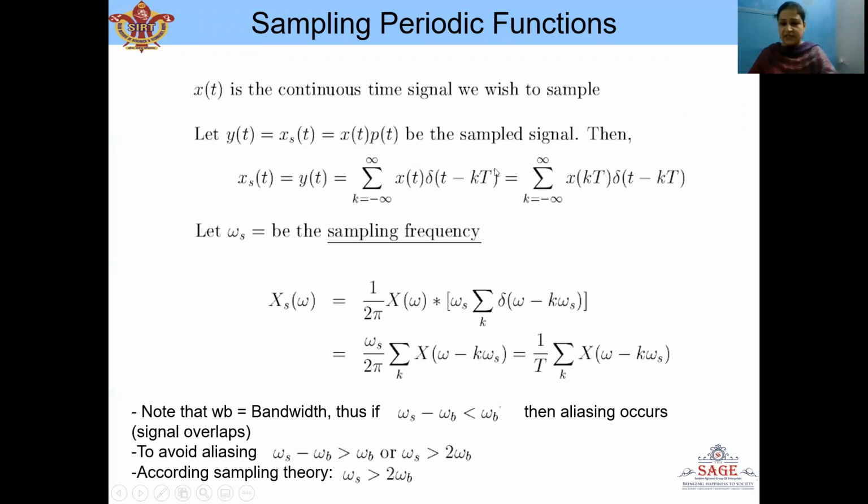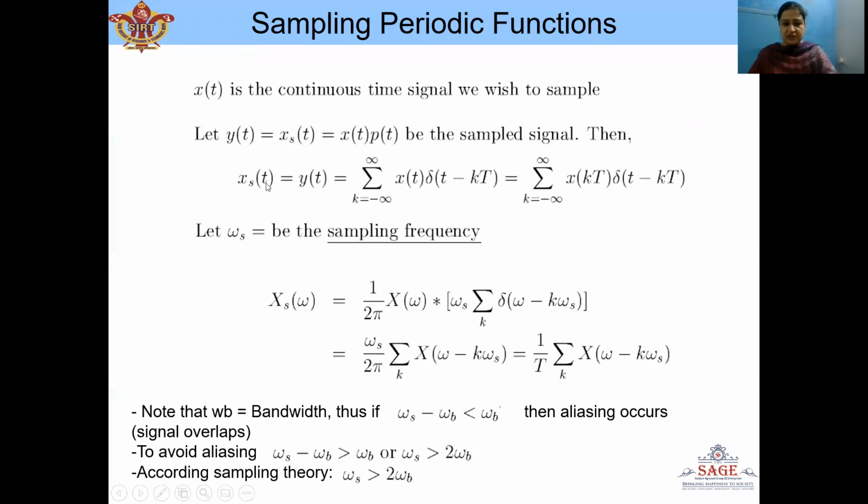According to the sampling property of the unit impulse function, when any unit impulse function is located at the time instant kT, then the other time dependent function, here x(t), is also evaluated at the point at which this unit impulse function is located. So since here delta(t) is located at kT, x(t) will also be evaluated at the point kT. So here we will have x(kT) delta(t minus kT).